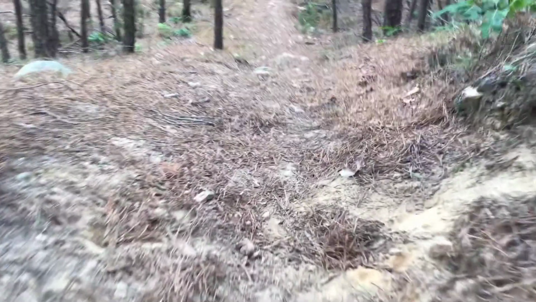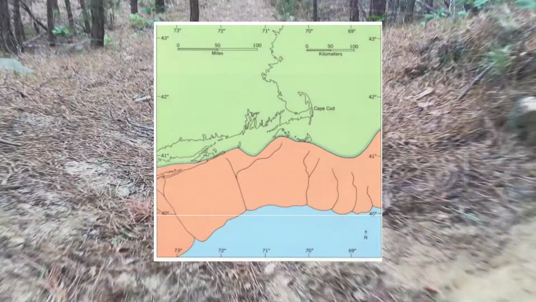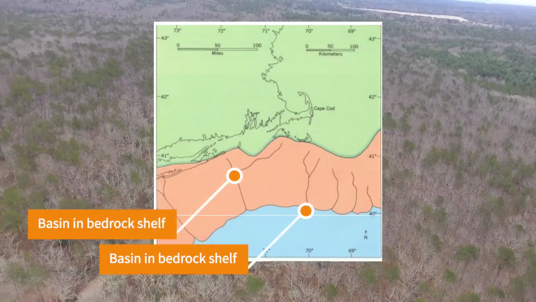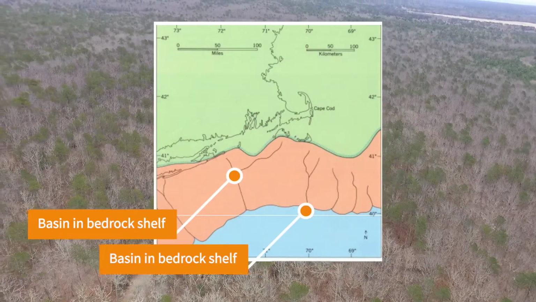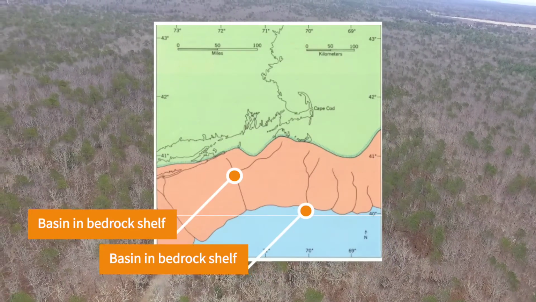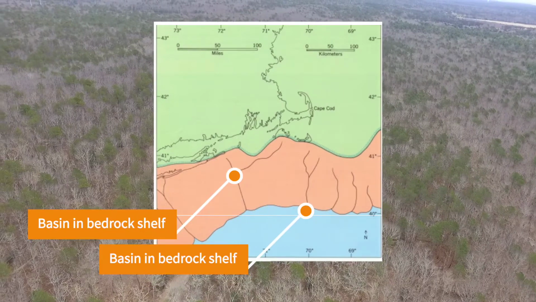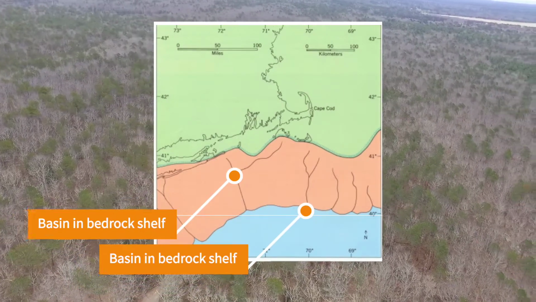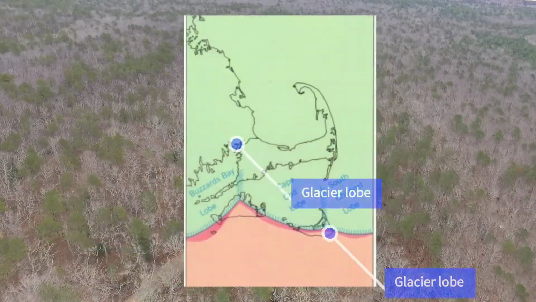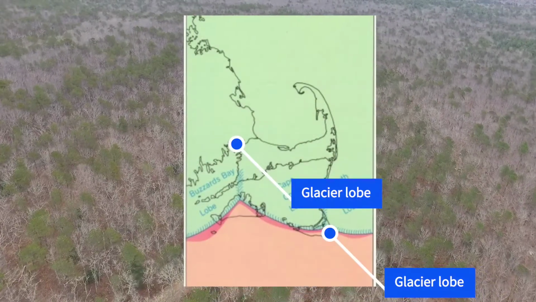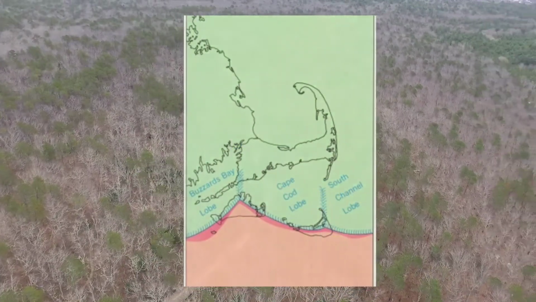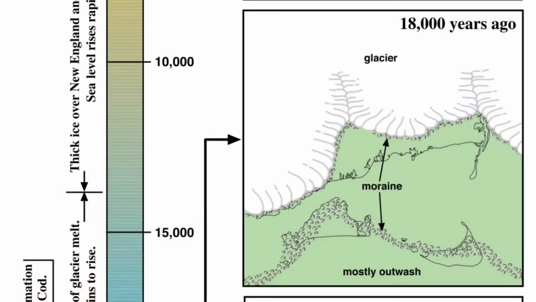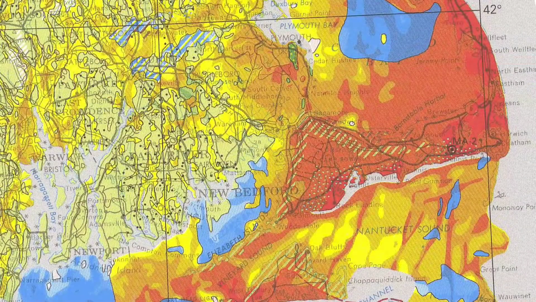Large basins in the bedrock surface south of Cape Cod were responsible for the overall shape of Cape Cod and the islands. The relationship between the deposits and lobes can be seen here. Within a few thousand years, the ice sheet started to retreat rapidly, and by 18,000 years ago, it had retreated away from Cape Cod. By roughly 15,000 years ago, the ice had retreated from the Gulf of Maine and all of southern New England. Rock debris deposited by glaciers is called drift.